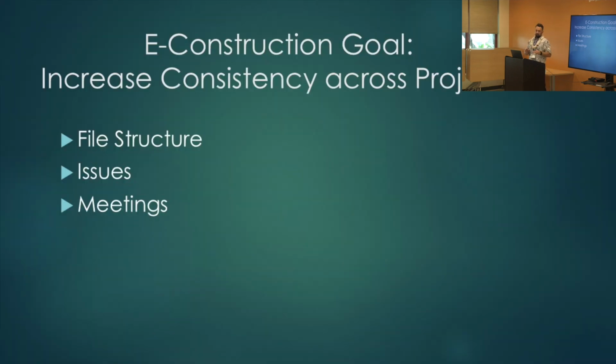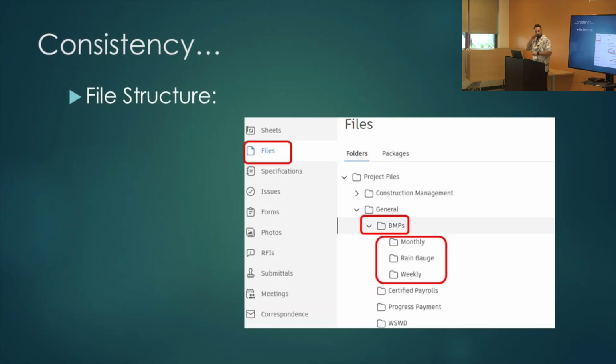Jumping in a little bit to the e-construction, I wanted to go over some of the consistency goals that we're trying to meet across all of our projects here. One being the general file structure, and then issues, and again, meetings to tie it all together. So general file structure, I've looked at a few projects and I noticed that everyone's doing this differently all over the place. And just trying to generate that consistency.